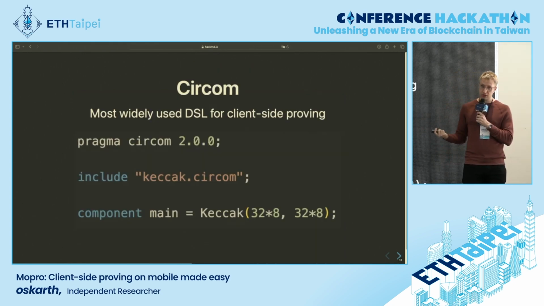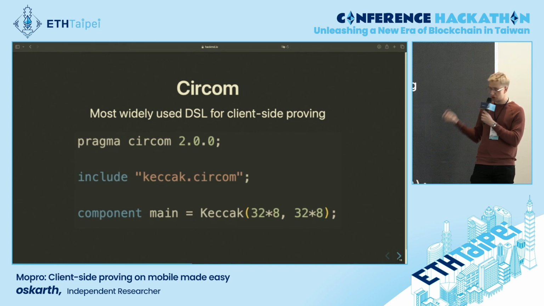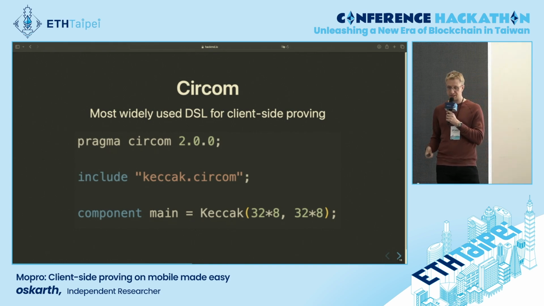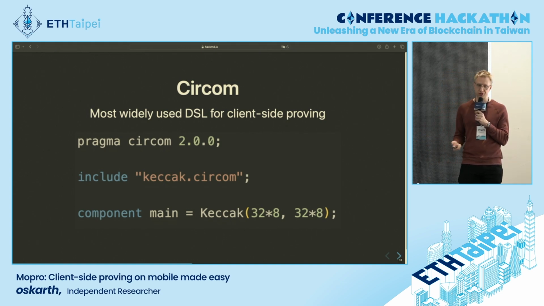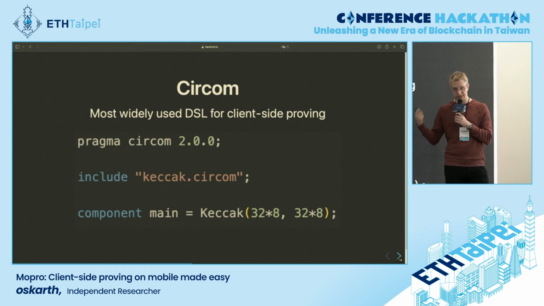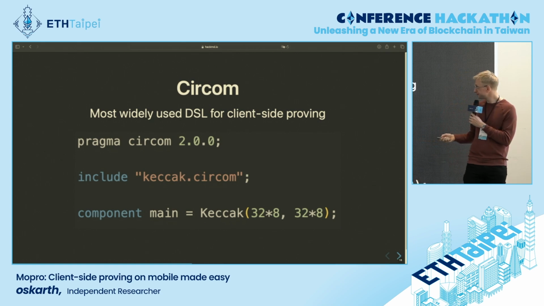So we start off with the circuit, and to start off we're using Circom, which is basically the most used DSL for client-side proving. It's been around for a long time, and empirically it's what a lot of products that are using client-side proving are still using. You take your circuit as you have it, and then you can run mopro prepare, and it will generate the artifacts that are needed for it.